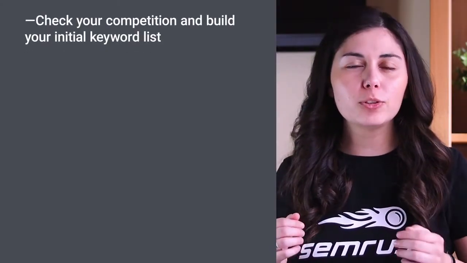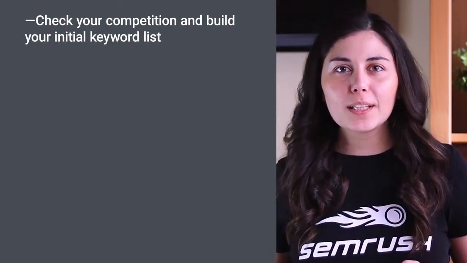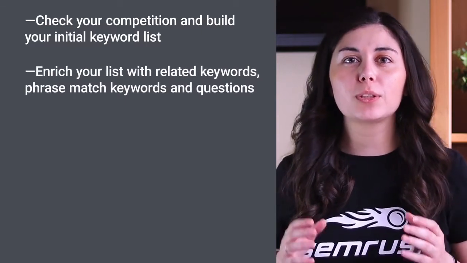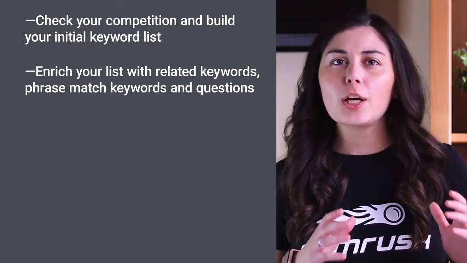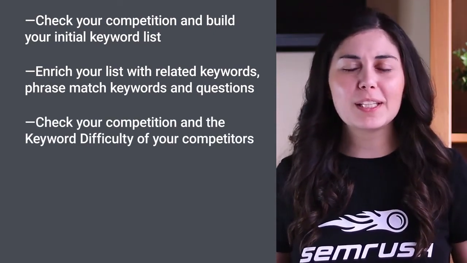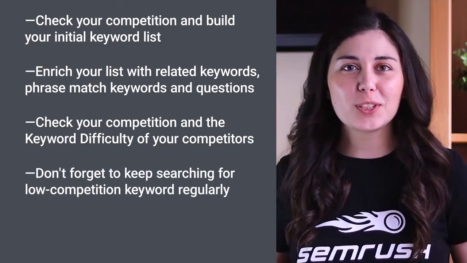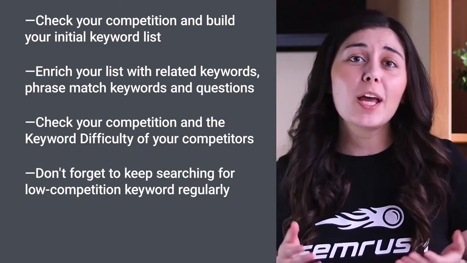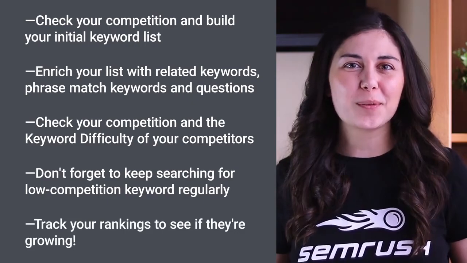So as we've seen, keyword research is essential for a business to thrive in the market. But you really need to be smart and choose carefully the keywords that you want to target. So always remember to, first of all, believe in your SEO, and second, follow these steps. Check your competition and build your initial keyword list. Once you've done that, enrich this list with related keywords, phrase match keywords, and questions. Then check your competition and the keyword difficulty of your competitors. After you've implemented, don't forget to keep doing the research of low competition keywords regularly, and of course, track your rankings to see if they're growing.